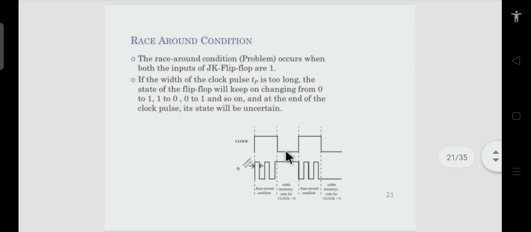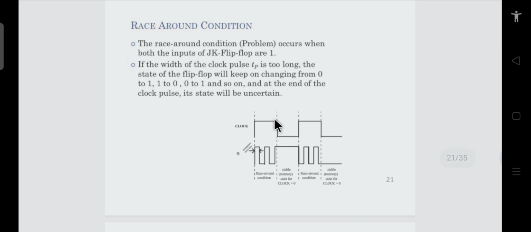Now in this JK flip-flop there is another problem, called the race around problem. This problem occurs when both the inputs are 1. If both the inputs are 1 and the clock duration is too large compared to the propagation delay of the circuit, then there is a competition between 1 and 0, because when the clock pulse transits from high to low, we don't know whether the output will be 0 or 1.